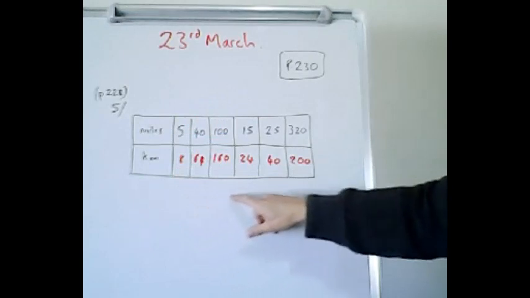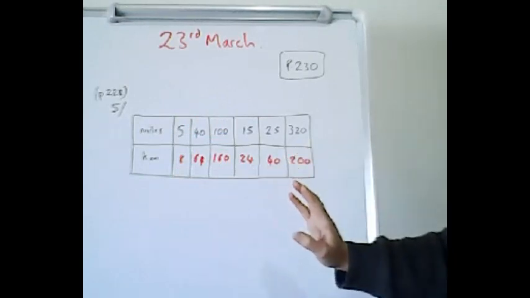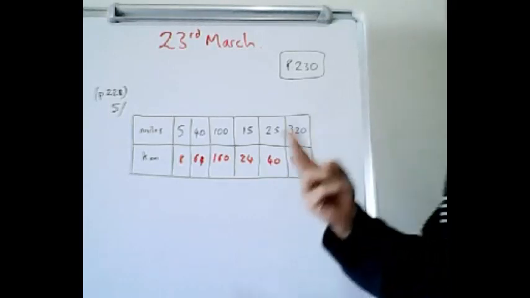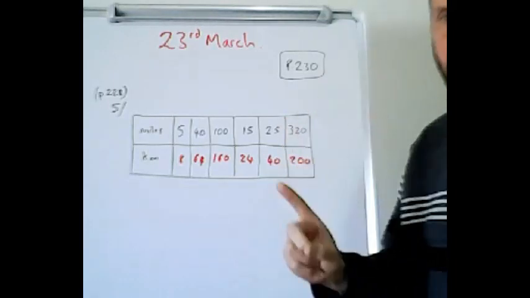8 by 3 is 24. Okay? Straightforward, yes? So, two things now. One thing, we want to put this onto a graph.